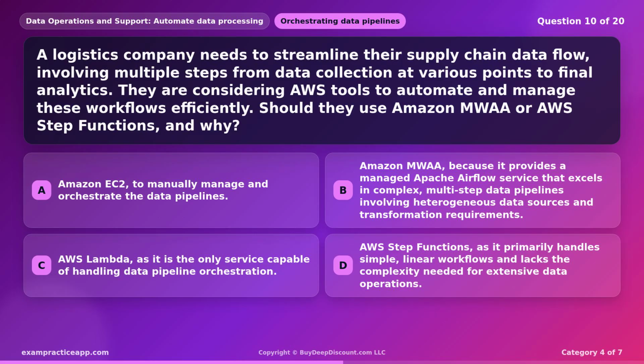The correct answer is option B, Amazon MWAA, because it provides a managed Apache Airflow service that excels in complex, multi-step data pipelines involving heterogeneous data sources and transformation requirements. Explanation: Amazon MWAA is the preferred choice for orchestrating complex, multi-step data pipelines in a logistics context. It leverages Apache Airflow's capabilities to handle diverse and intricate workflows, which are typical in supply chain management, involving various data collection, processing, and analysis stages. AWS Step Functions could also be suitable but is generally more streamlined and best for simpler, state-based workflows.